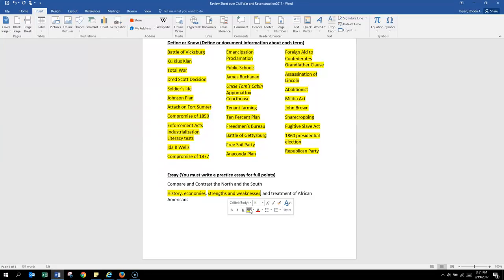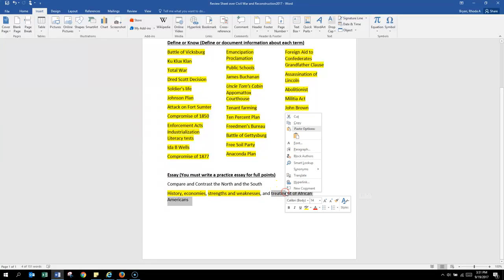If we look at the treatment of African Americans, this focuses on the Reconstruction. How did the South and the North treat African Americans? In the North, most African Americans enjoyed relatively the freedoms that were guaranteed to them in the 13th, 14th, and 15th Amendment. The right of being free, the right of citizenship, and the right to vote.